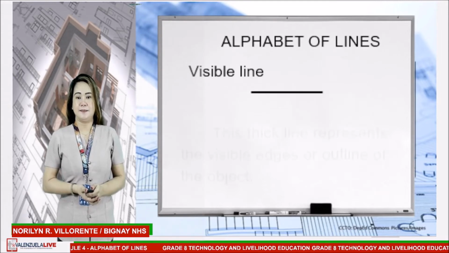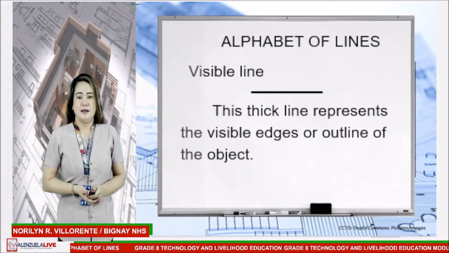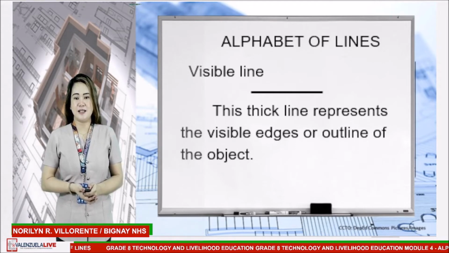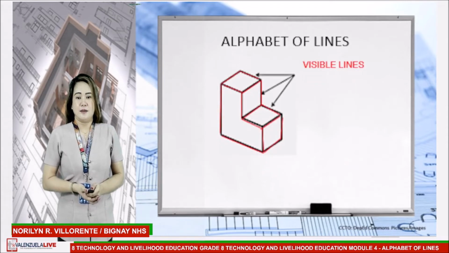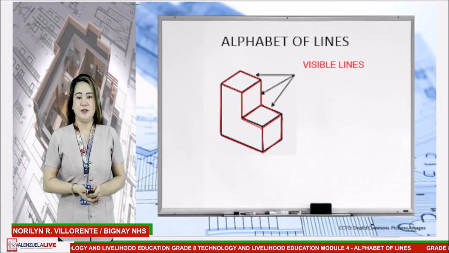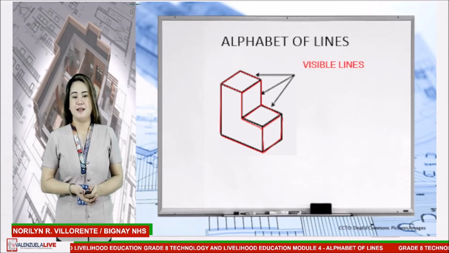Visible line. This thick line represents the visible edges or outline of the object. Those are the lines that we see in a particular view.